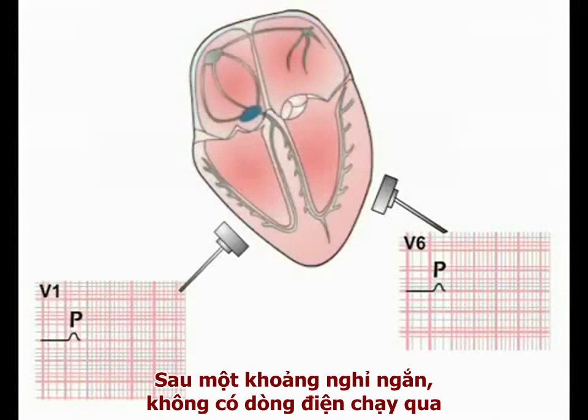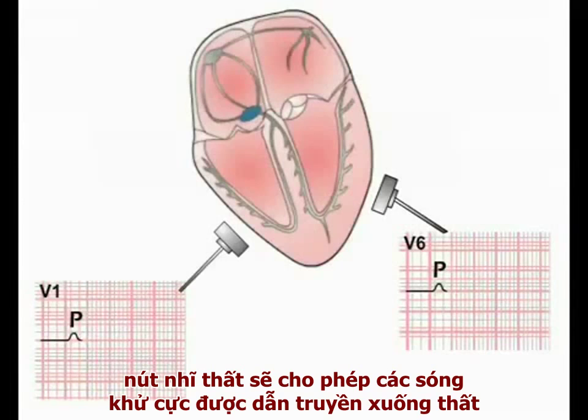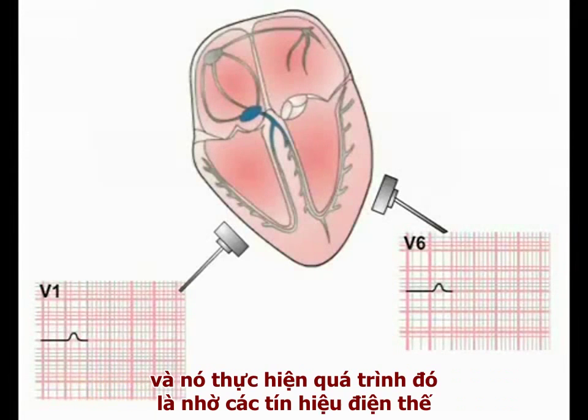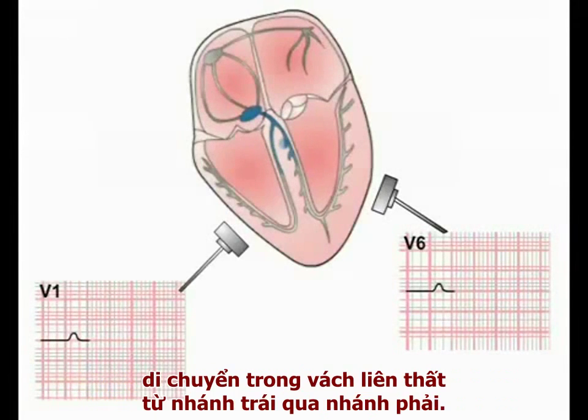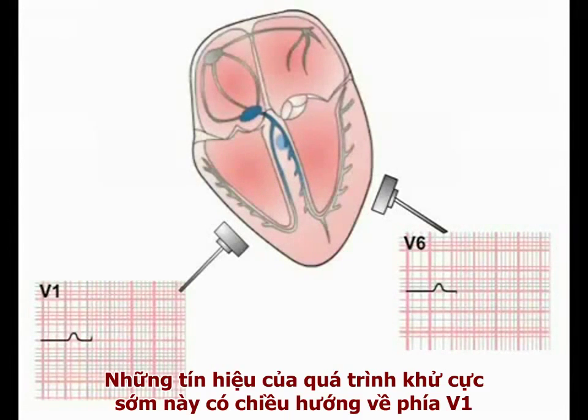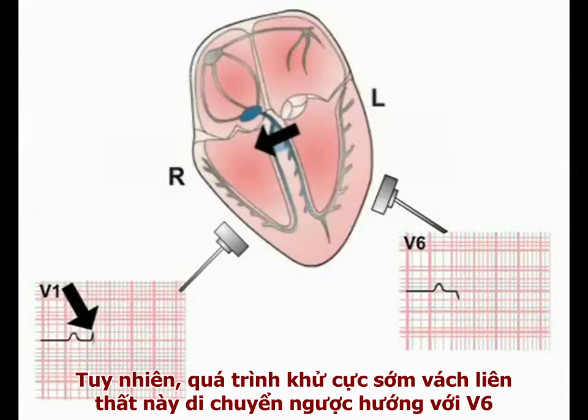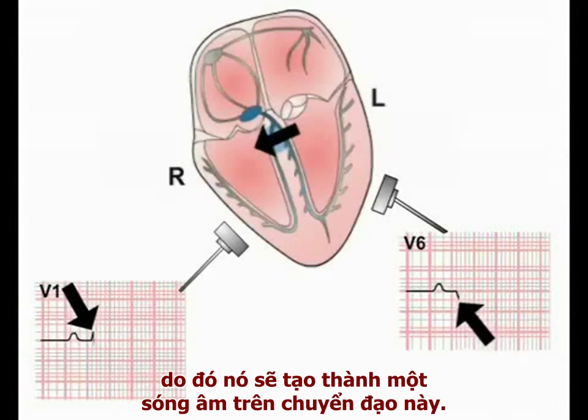After a short delay in which no current is flowing, the AV node allows the depolarization signal to travel into the ventricles. As we've seen, the midzone of the interventricular septum is the first piece of ventricular muscle to depolarize, and it does so by signals spreading across the septum from the left towards the right bundle branch. This early depolarization signal is moving towards V1 and therefore produces a positive deflection on the ECG paper in the recording from this lead. However, this septal current is moving away from lead V6, producing an initial negative deflection in this lead.